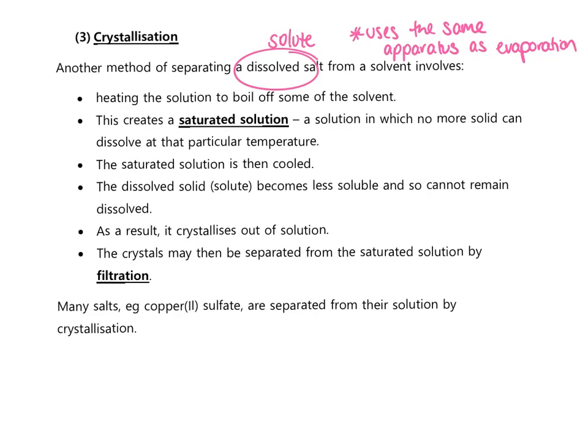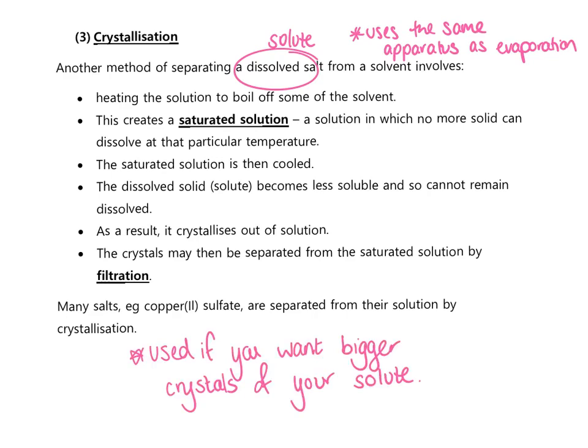So for example, with evaporation, if we use that to get salt from salty water, we would be left with very fine salt particles. But if we wanted bigger crystals, we would use crystallization. And you would have used this method in year 10 when you were making your copper sulfate crystals.